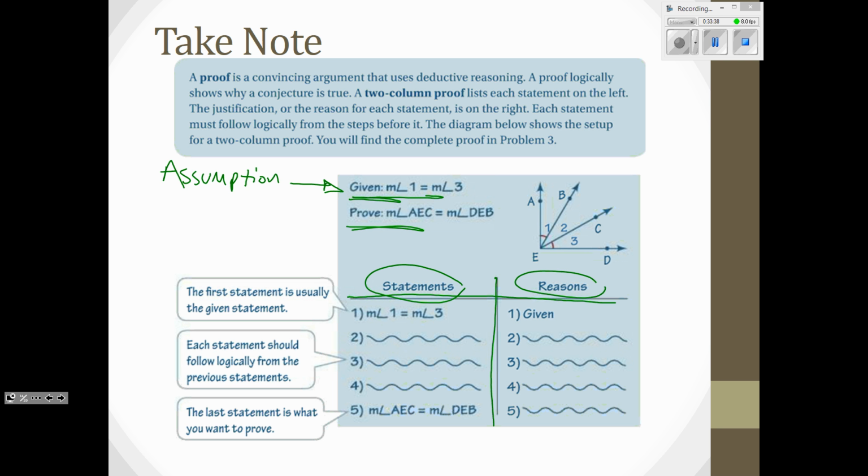Angle 1 and angle 3 are congruent because there are markings there, so I can assume that. Also, it was our given statement for our assumption. This prove statement is your goal. This is what you were trying to get to. So this should always be the last thing you say in a proof.